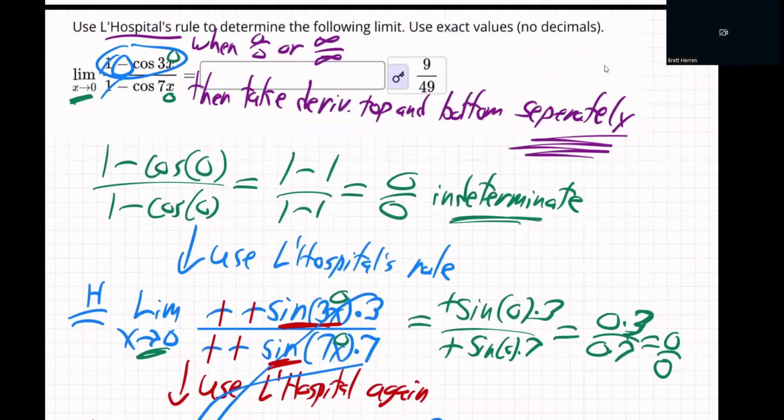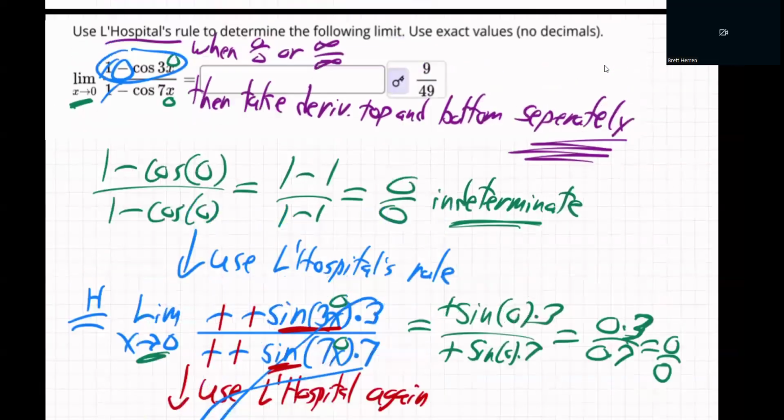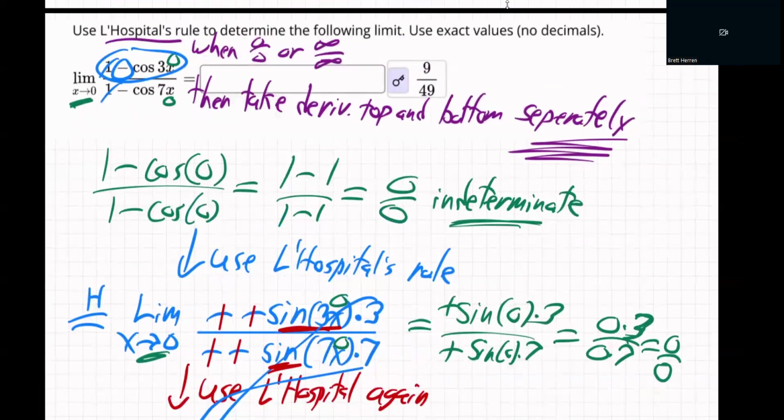There we go. L'Hopital did the trick. We had to do L'Hopital twice. And so there we go.